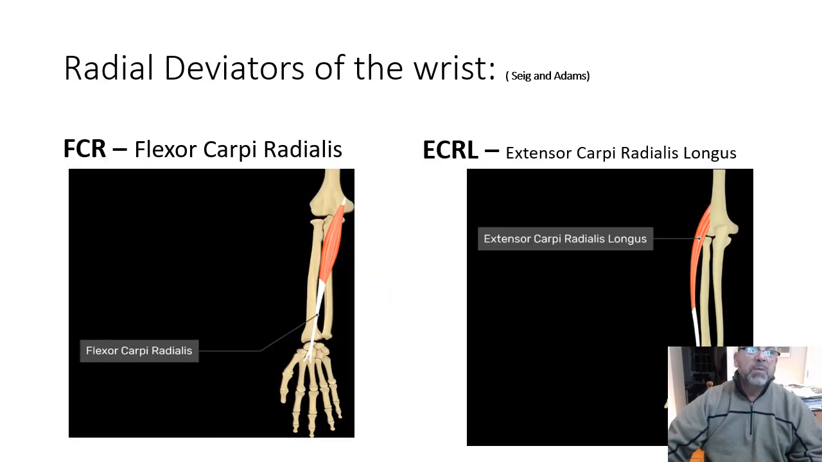And the same thing with the flexor carpi radialis and the extensor carpi radialis longus. And so now you have a radial side. They're both going to the radial side, and they will cancel out the flexion and the extension and do pure radial deviation.